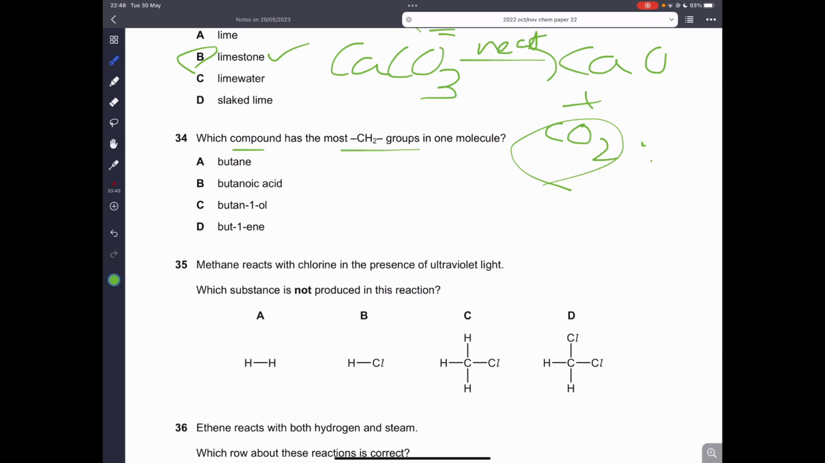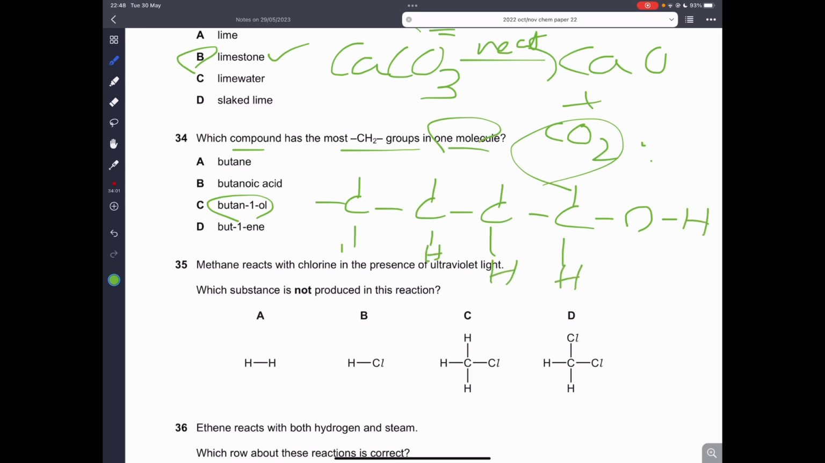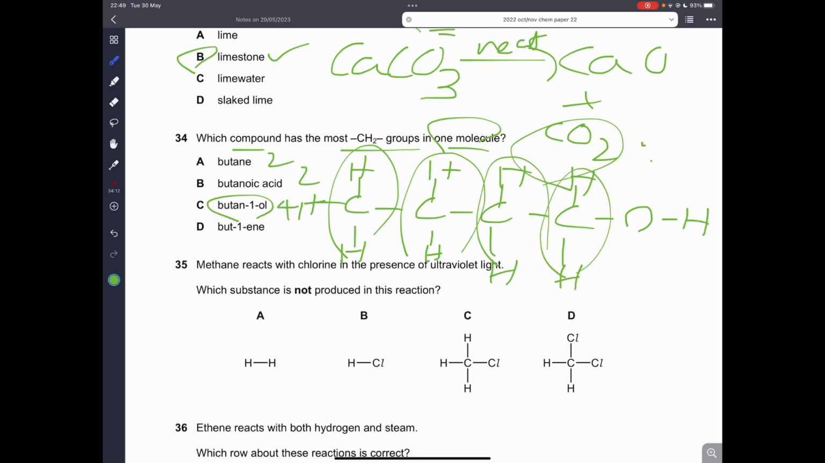34. Which compound has the most CH2 groups in one molecule? Well, for this we could draw all of them, but the easy one here is butanol, so let's draw butanol. It looks like this. So we can add the H here, and you can see there are 4 CH2, but the others only have 2 each. And therefore C is the correct answer.